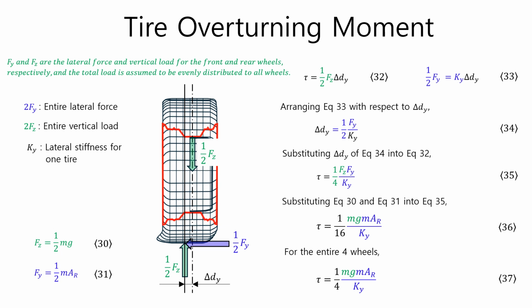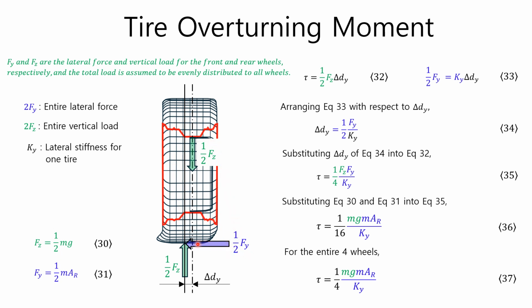Let's look at the overturning moment of the tire. Fy and Fz are the lateral force and vertical load for the front and rear wheels, respectively, and the total load is assumed to be evenly distributed to all wheels. The figure shows the tire of a vehicle receiving a centripetal force 1/2 Fy.